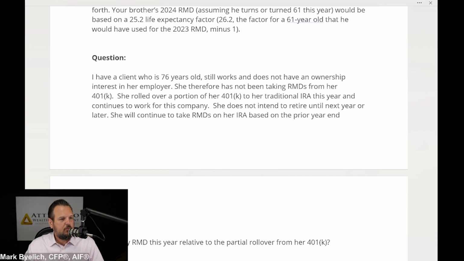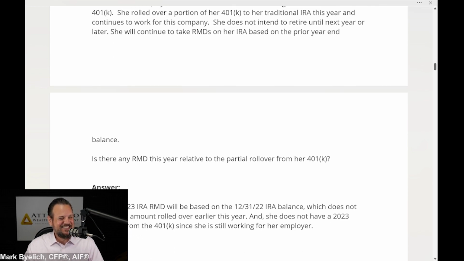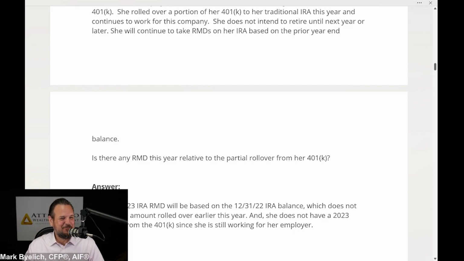She rolled over a portion of her 401k to her traditional IRA this year and continues to work for this company. She does not intend to retire until next year or later. She will continue to take RMDs on her IRA based on the prior year end balance.